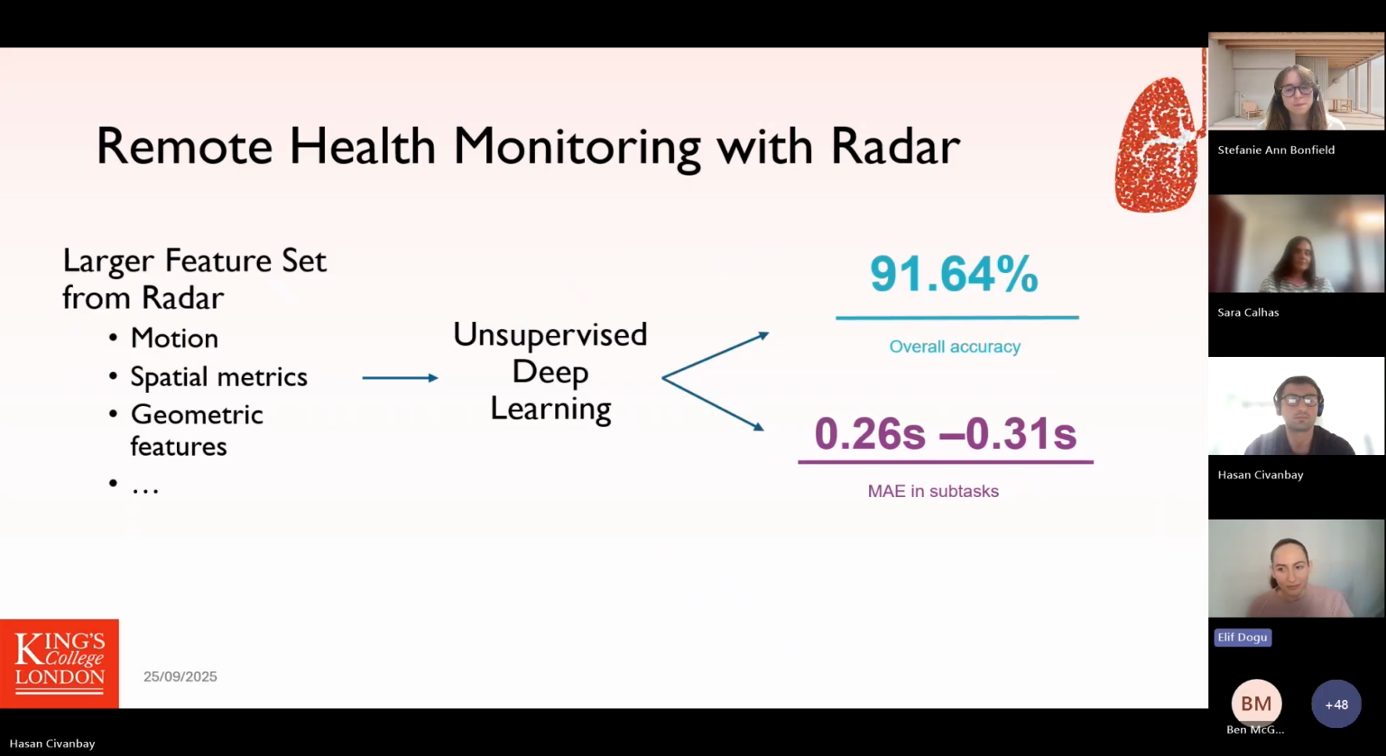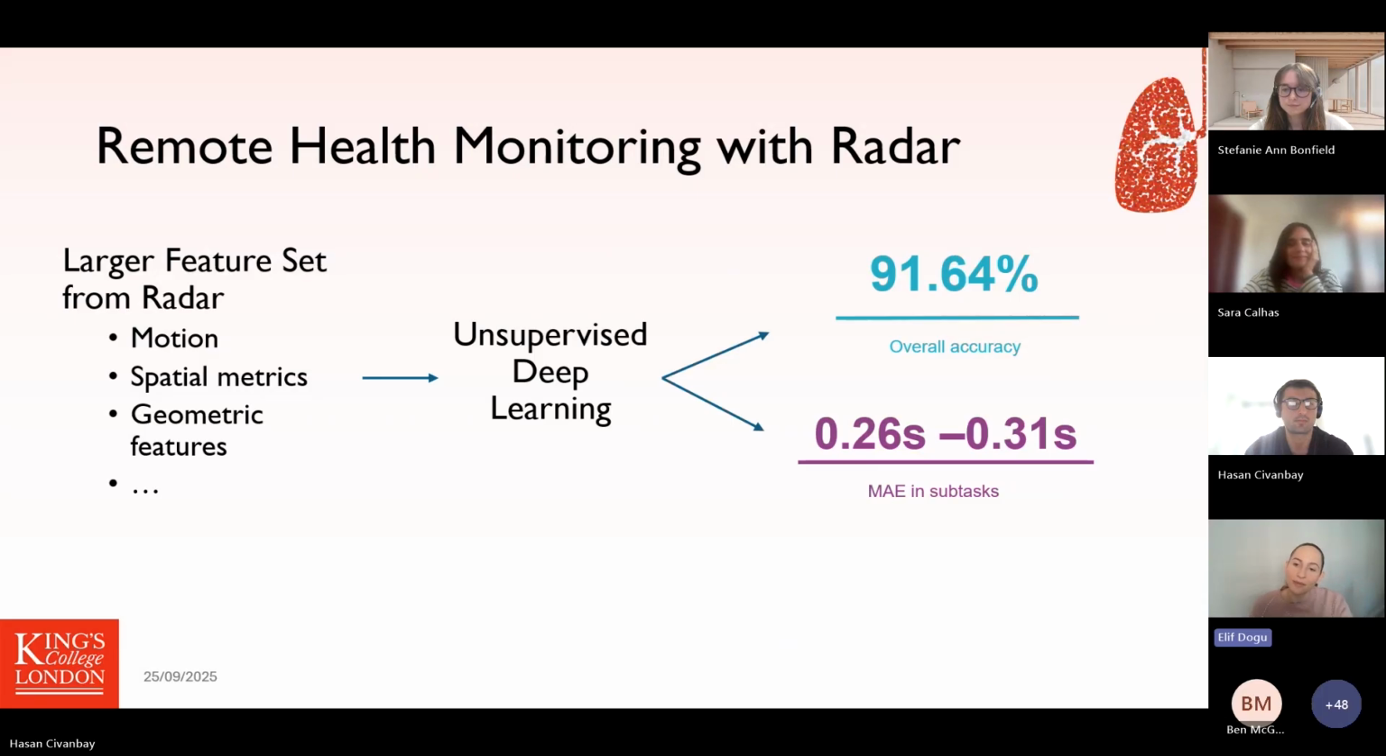We designed an experiment. We recruited 26 participants and we asked them to perform different types of timed up and go tests in a controlled environment. And we extracted many motion and energy features from radar, like spatial metrics, geometric features, 3D data from radar. And as I told you, very high temporal resolution.